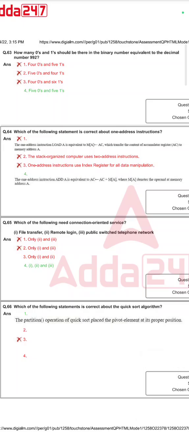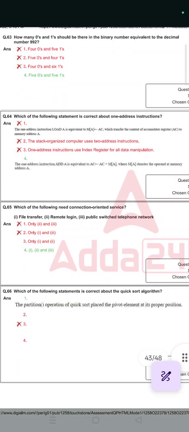Which of the following statements is correct about one address instructions? The one address instruction ADD A is equivalent to AC gets AC plus M[A], where M[A] denotes the operand at memory address A.